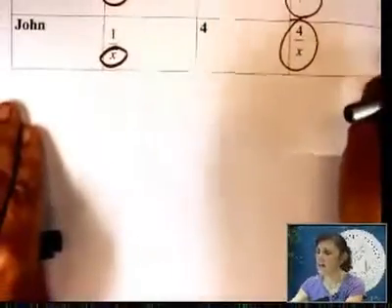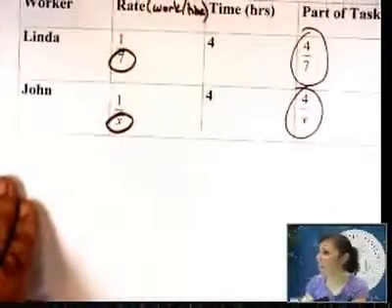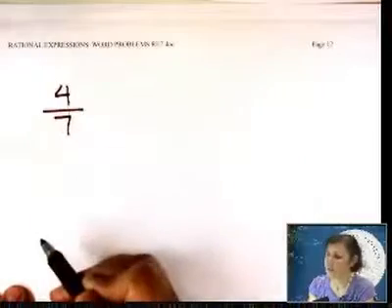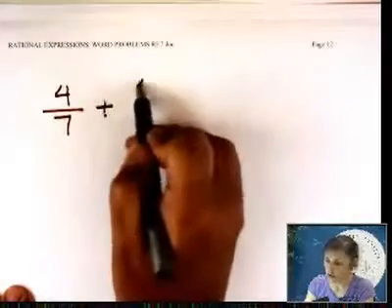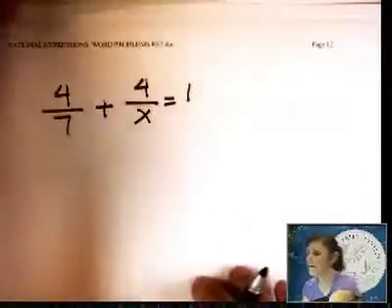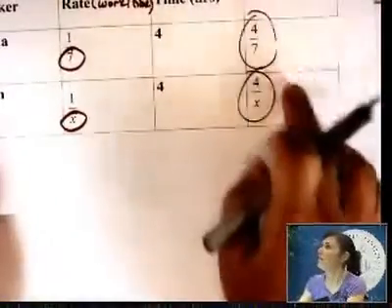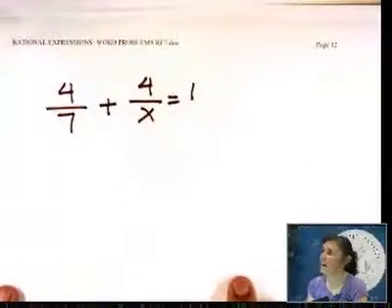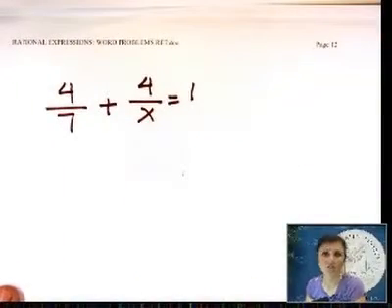So what does that mean? The task itself has to be 1 task, right? Cleaning the house. So Linda's portion plus John's portion has to equal 1 task. Do you see it? 4/7 plus 4/X equals 1 task. And now this just became a rational equation.